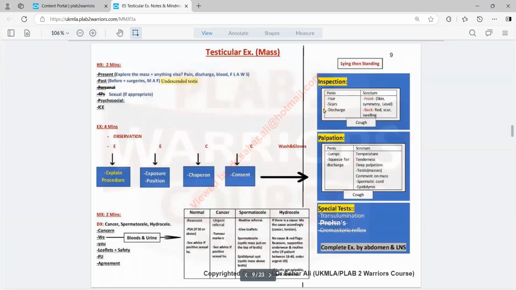You can find the simulation of the examination in the simulation video, in the same folder as the testicular examination. While you're watching the video, you will find that I'm verbalizing what I'm seeing. I'm verbalizing the findings.